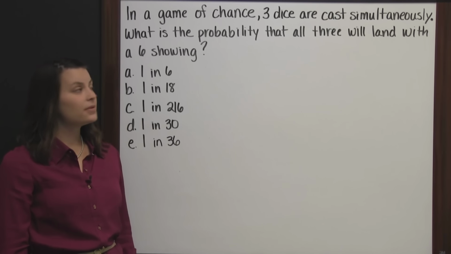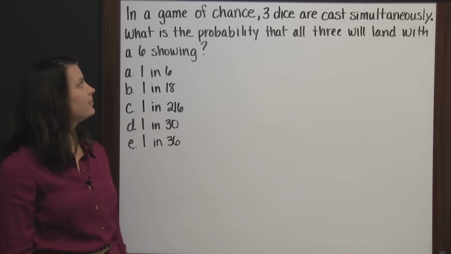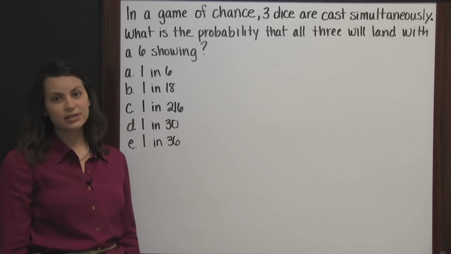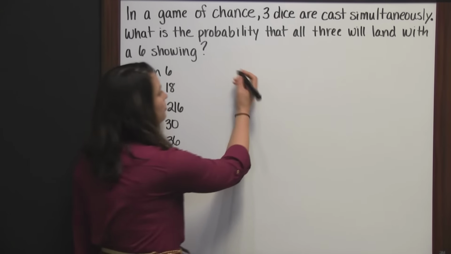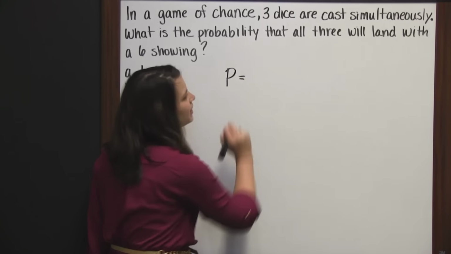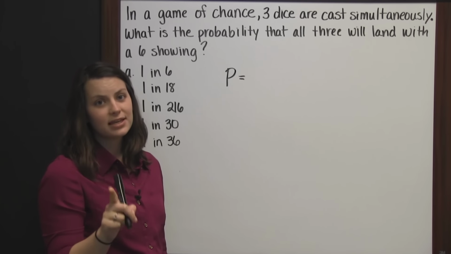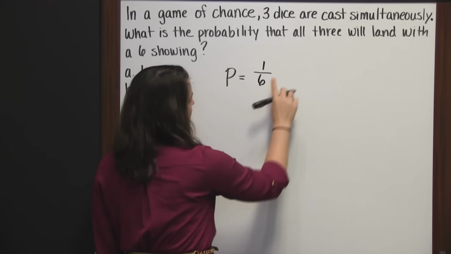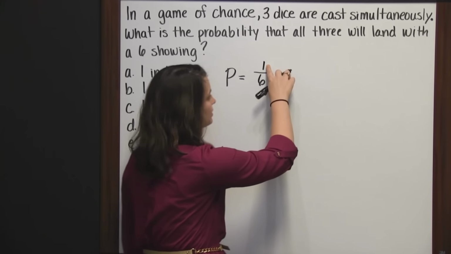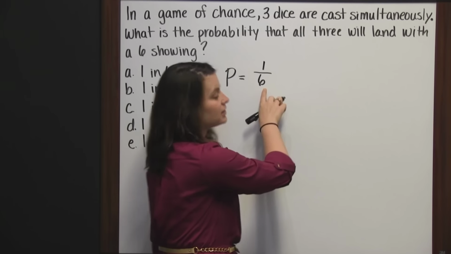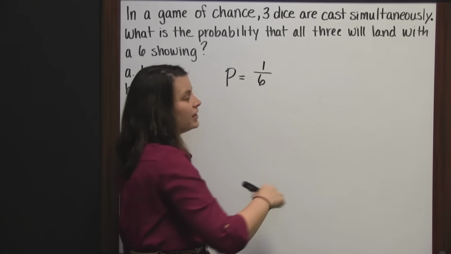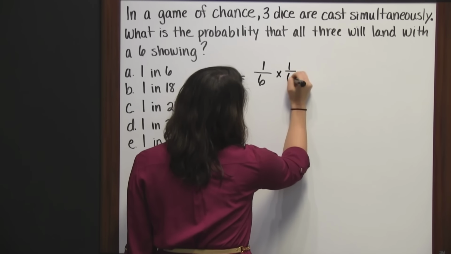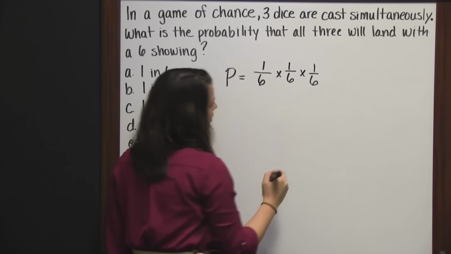In a game of chance, 3 dice are cast simultaneously. What is the probability that all 3 will land with a 6 showing? Well, the probability of just 1 die landing with a 6 showing is 1 out of 6, since one of the numbers is a 6 out of a total of 6 numbers. And the other 2 dice have the same probability. So times 1/6 times 1/6.